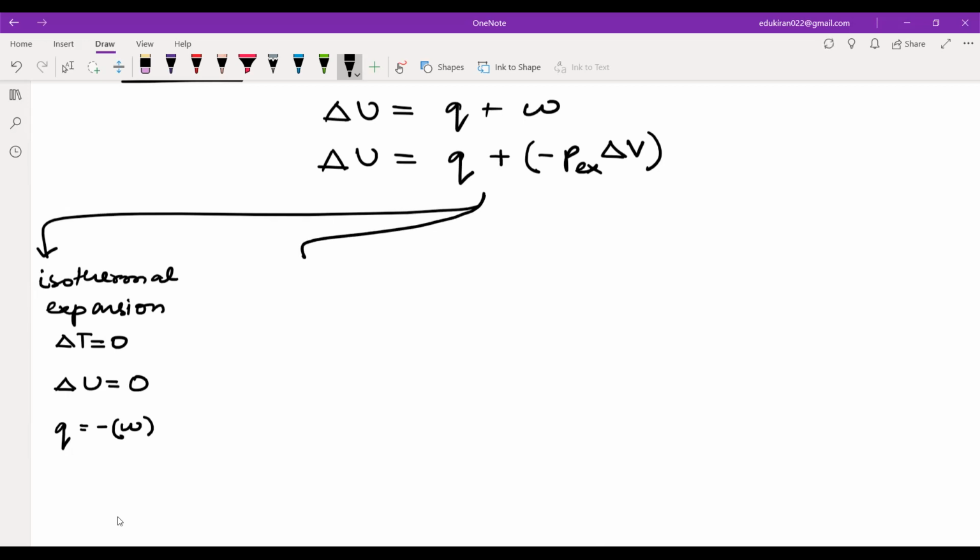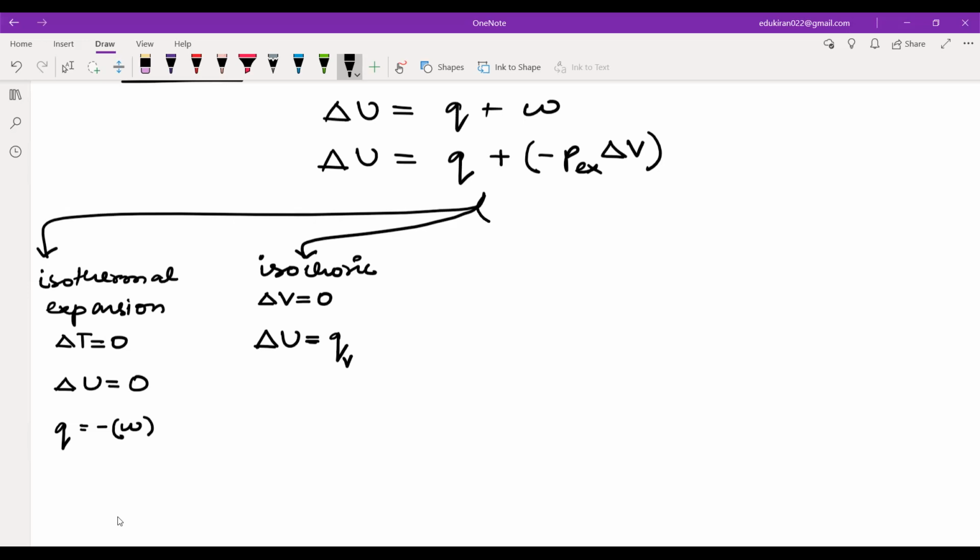Another case can be an isochoric process. In an isochoric process, delta V, the volume change, will be equal to 0. If the volume change is equal to 0, the work done will also become equal to 0. In this case, delta U will be equal to only the heat given to the system, and I'm writing QV to say that this is the case in which the volume is constant. So heat will be equal to the change in internal energy when the volume is constant.